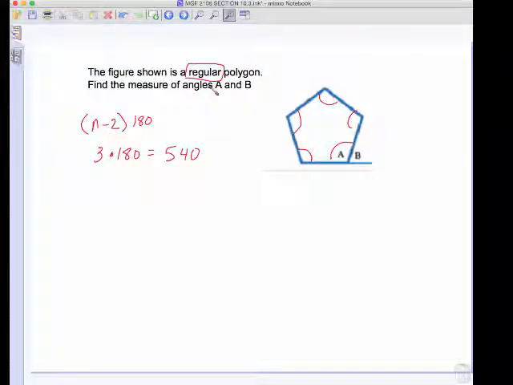It is a regular polygon. So if I divide this by 5, that means each angle of the polygon is 108 degrees. 108, 108, 108, 108, 108. That's angle A is 108.